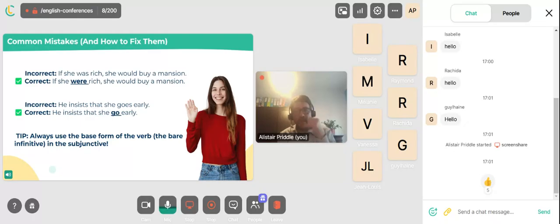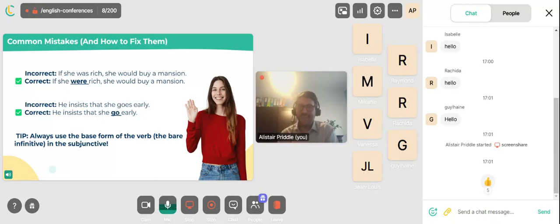Okay, we have another incorrect sentence. He insists that she goes early. This is incorrect. Our correct sentence is: he insists that she go early. So those two correct sentences again: if she were rich, she would buy a mansion. He insists that she go early.